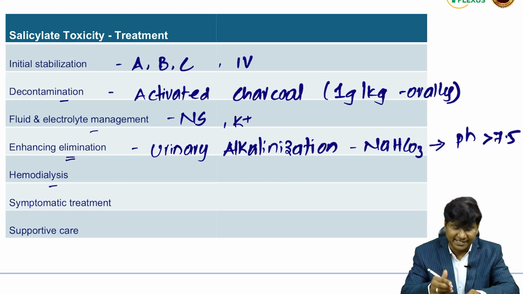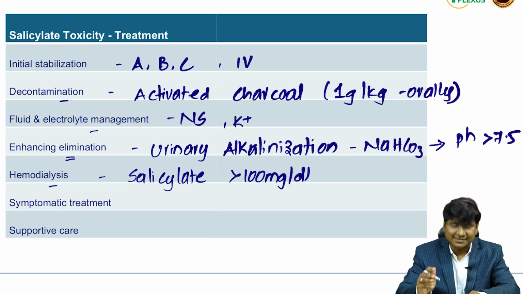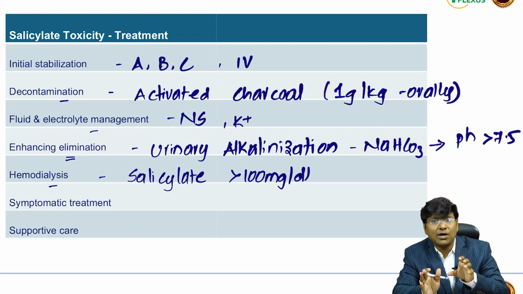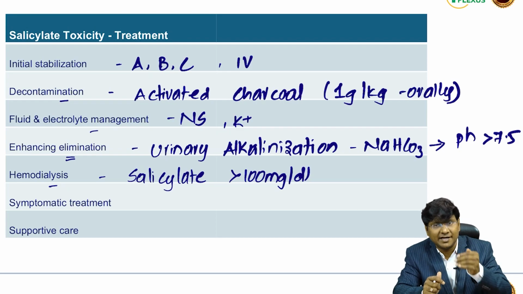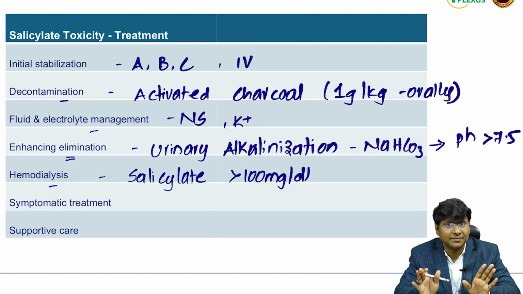And next is the indication of hemodialysis. In severe cases, for suppose if the salicylate levels are more than 100 milligrams per deciliter, that is the point when you need to do the hemodialysis, right? That is in acute cases, when the salicylate level is more than 100 milligrams per deciliter. In such a case, hemodialysis has to be done, right?